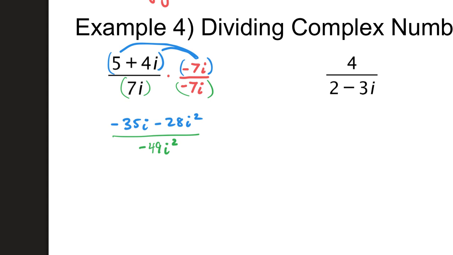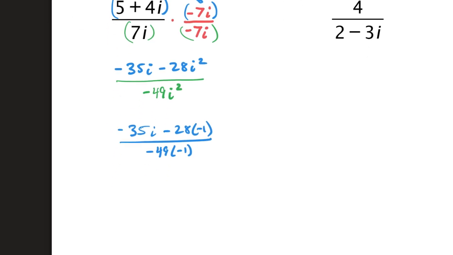Next step. I'm going to take my i squareds because I remember from the last video that my i squareds actually turn into negative 1s. So this becomes negative 35i minus 28 times negative 1 over negative 49 times negative 1. So I changed my i squareds to negative 1s. Now I'm going to do just this last step of math. Nothing happens with the negative 35i, but the negative 28 times negative 1 becomes positive 28. And on the bottom, negative 49 times negative 1 is positive 49.